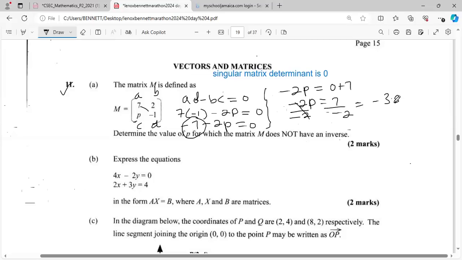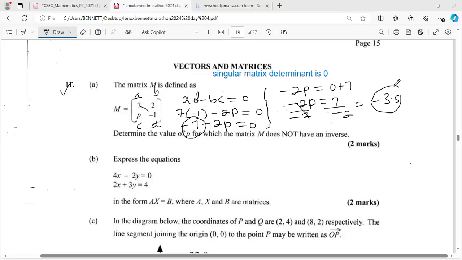So the value of x, no, P, the value of P will be negative 3.5. So what I want you guys to do, work it out. I did work it out over here. Put the value negative 3.5 in there. Work out the determinant and see if you get it. Because that's the only time it does not have an inverse, when it's a singular matrix. So plug in the 3.5, guys, and work it out and tell me what you get.